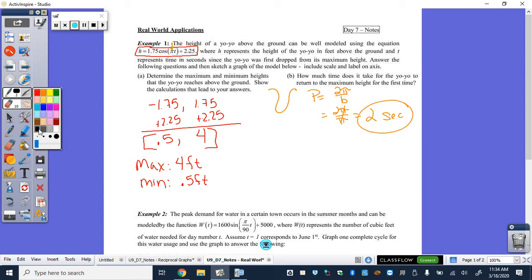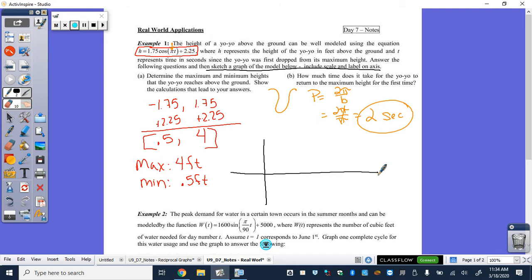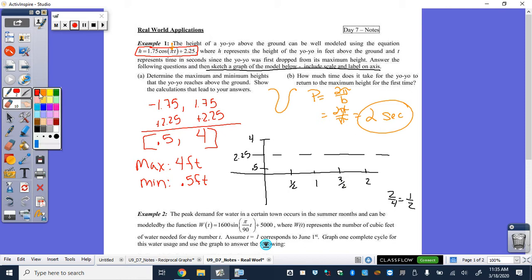And then the other part of this is it did tell us up here to sketch a graph. So here's my graph. Min is 0.5, max is at 4. Midline at 2.25, because again, that's where my C value is. My period is 2 seconds. So 2 divided by 4 means that my key points are at the halves. So 1 half, 1, 3 halves, and 2. So there are my key points there. So it's going to be high, 0, low, 0, high, always following that pattern. So there is the sketch of our graph here.